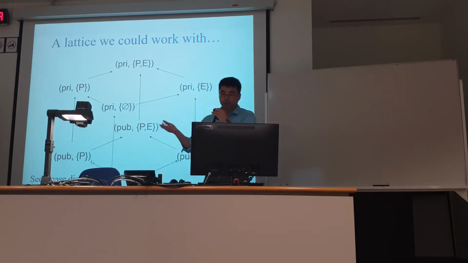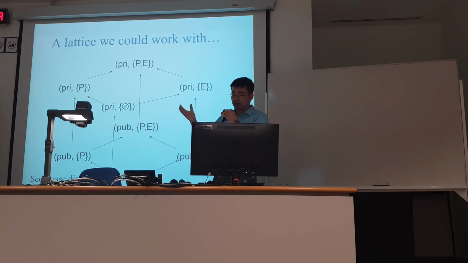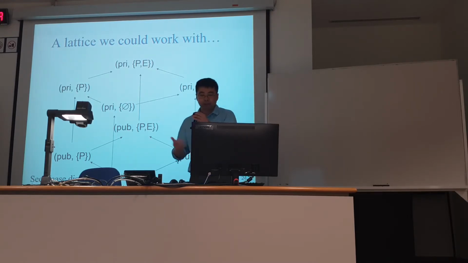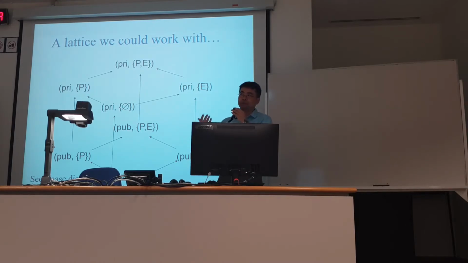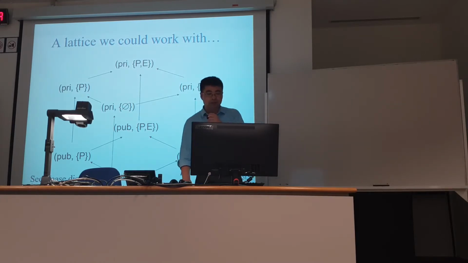Alright, so you can basically now define the order based on two dimensions, not just one dimension. However, in this case, we may have some incomparable items. You can simply find two incomparable items. For example, this private one with an empty set, and a public one with two elements here. Because private is higher than public, but the empty set is lower than this full set.